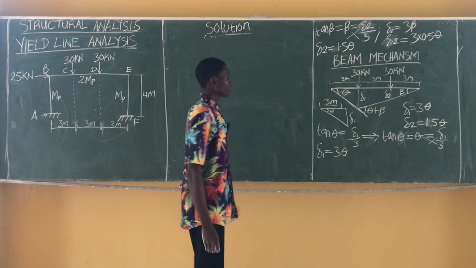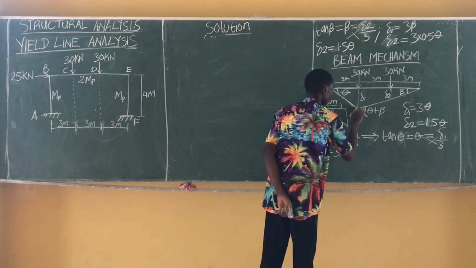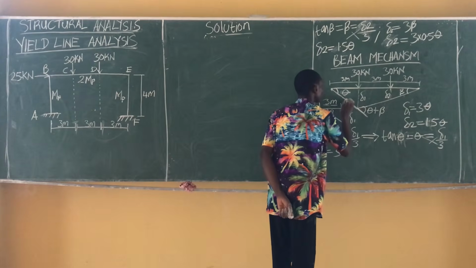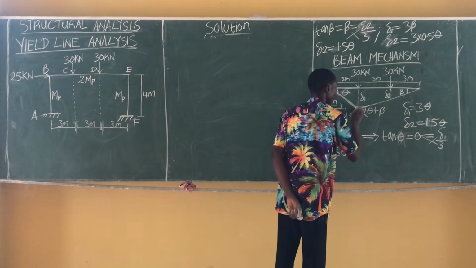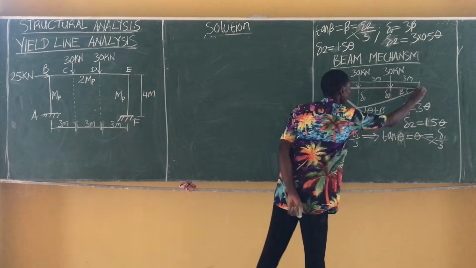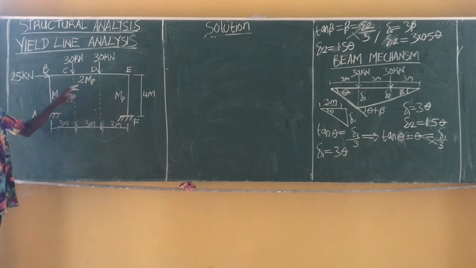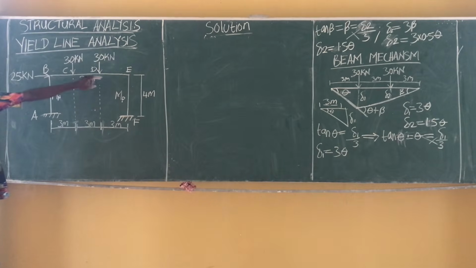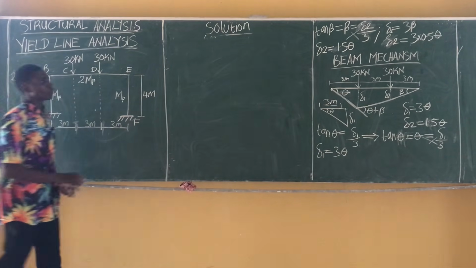Now, after getting this, before we sum our external work, let's take note. We are given the plastic moment for our beam to be 2 times our plastic moment, and for our stanchions to be just MP. But for our beam to be 2 MP.